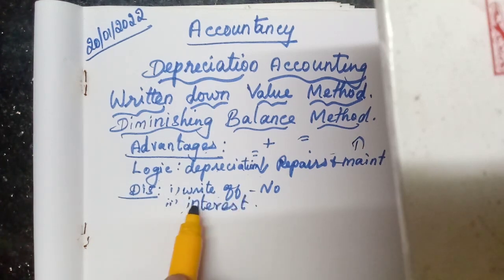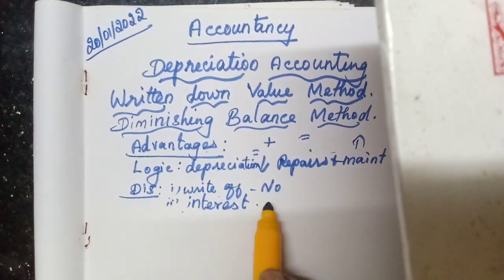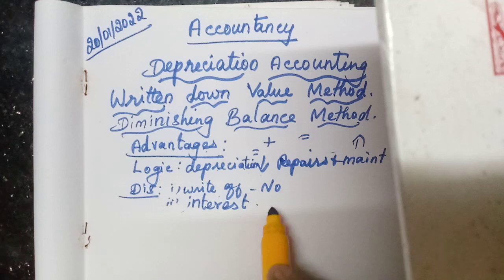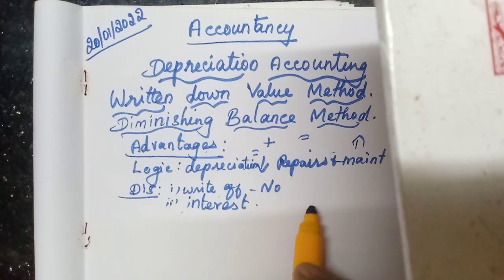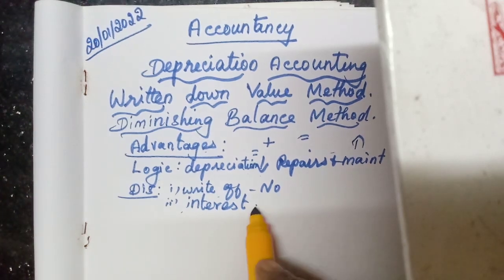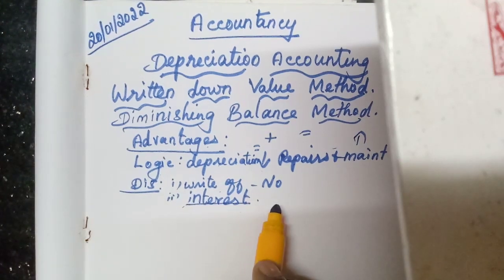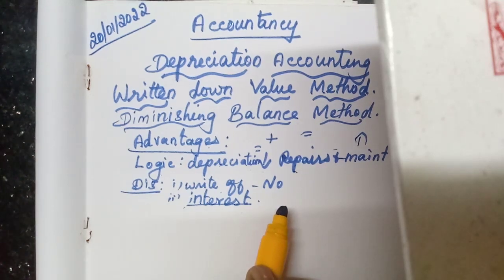In this method, they never consider the interest. What is this interest? If the amount that we spend in the purchase of the asset, if we have invested that same amount in some other investment, we will earn some amount as interest. This is not at all considered in this method. Both methods have not considered this.